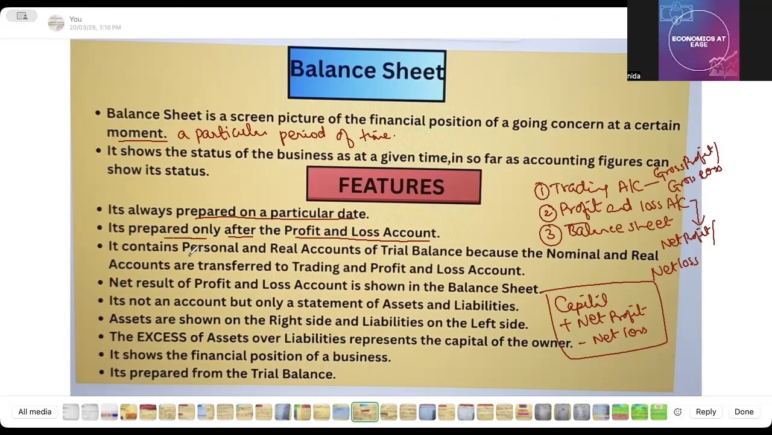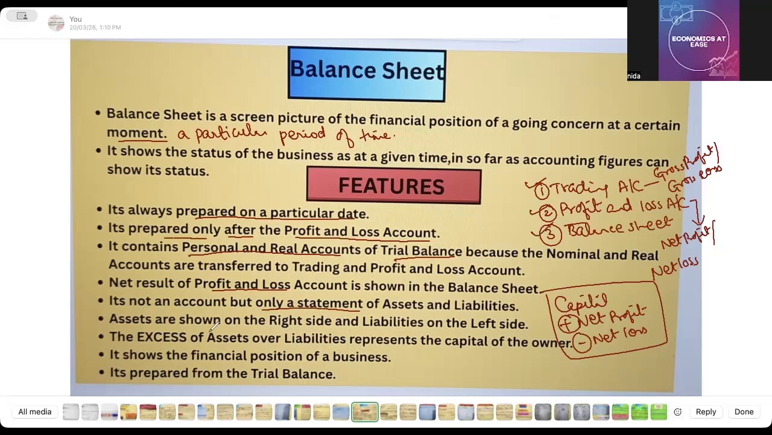Then it contains the personal and real accounts. It means debtors, creditors, and then assets and liabilities from the trial balance. So you will always get a trial balance. You have already studied the trial balance in class 9th, because the nominal and real accounts are transferred to the trading and profit and loss account. Then the net result of the profit and loss account, either a net profit or a net loss, is shown in the balance sheet under the heading of capital. It is not an account but only a statement. So remember, these are two accounts you have to make, and this is a statement.